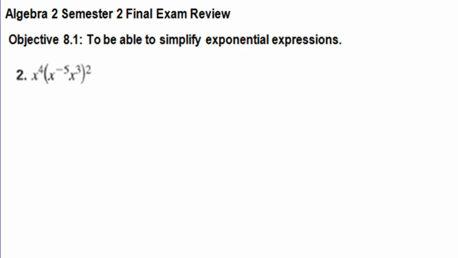Objective 8.1, to be able to simplify exponential expressions. When you have an exponential expression, first of all, you want to look to see what your givens are. Here, if we look at our example, x to the fourth times the quantity x to the negative fifth times x to the third, to the second power, we can see that we have something to the second power, which means we have two of those items inside being used. So we're going to rewrite it with those elements present.